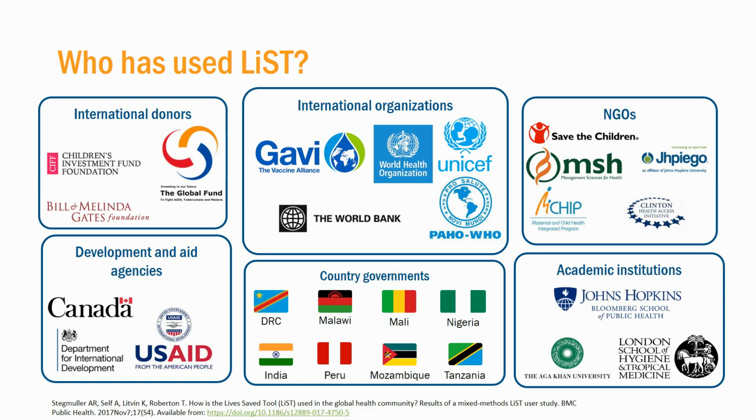Academic institutions, including our own Johns Hopkins Bloomberg School of Public Health, which is where the LiST team is housed, but some other academic institutions as well. Different country governments, once again, this is not exhaustive, but many have used LiST to help in their national strategic planning. And finally, different development and aid agencies have also used LiST to evaluate the impact of the projects that they're funding.